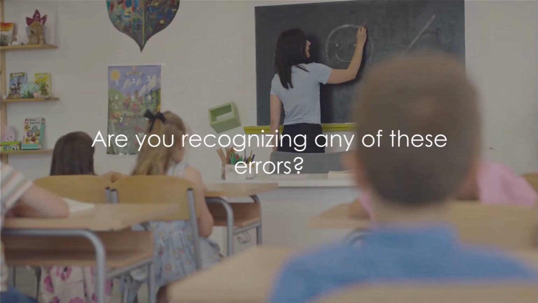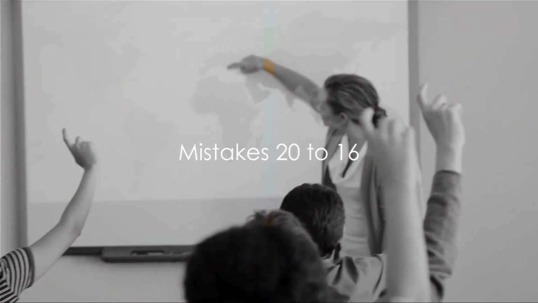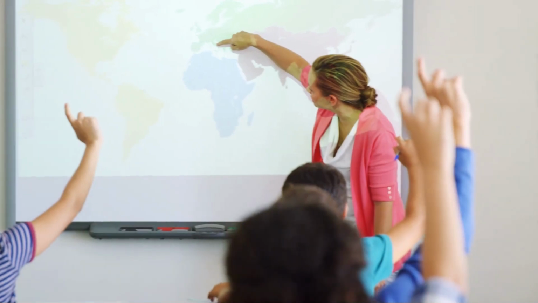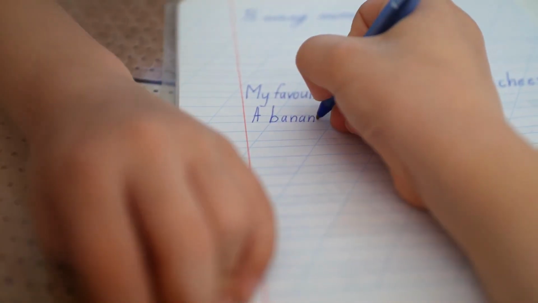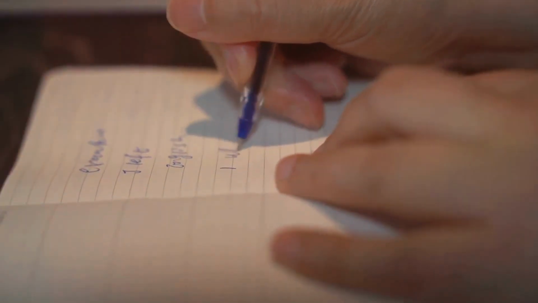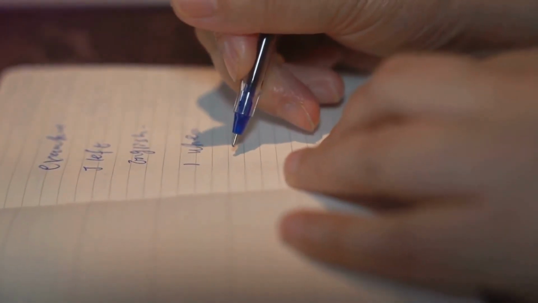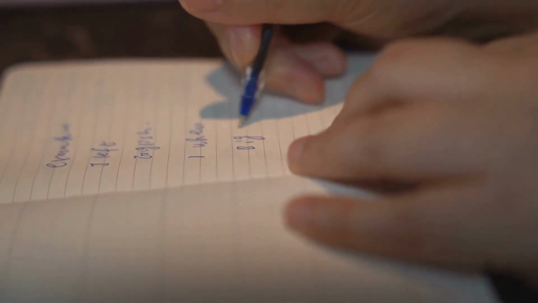Are some of these mistakes starting to sound familiar? We're getting closer to the top. Let's reveal the next 5 mistakes. Mistake number 20, using less when you should use fewer. Remember, if you can count it, use fewer. For instance, I have fewer apples than you, not I have less apples than you.